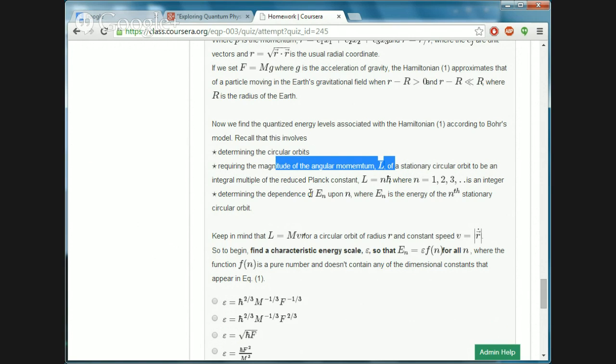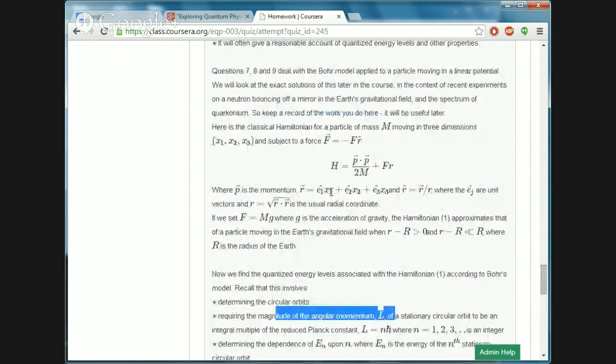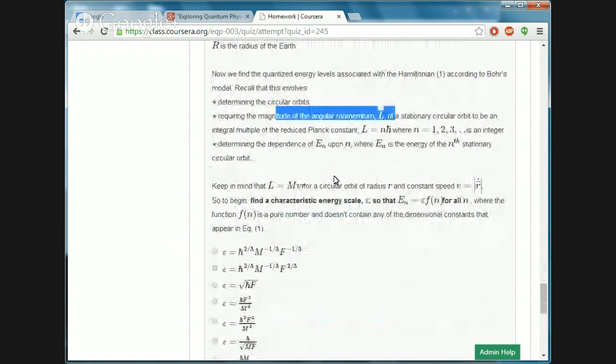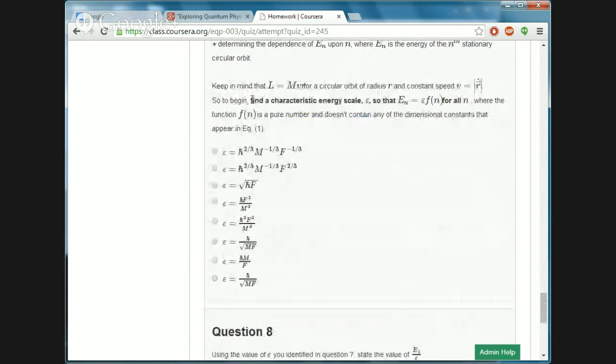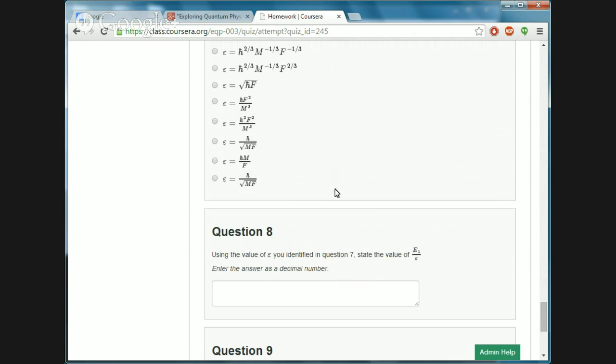And so I said, okay, now what do we have? We've got m and we've got F, and then the momentum contains a factor h bar. So find the characteristic energy scale, which is just made up of the constants that appear in the problem. Then, using the value of epsilon, state the value of E1. Using the characteristic energy, state the value of the lowest eigenvalue in units of E1. It's got to be a pure number.